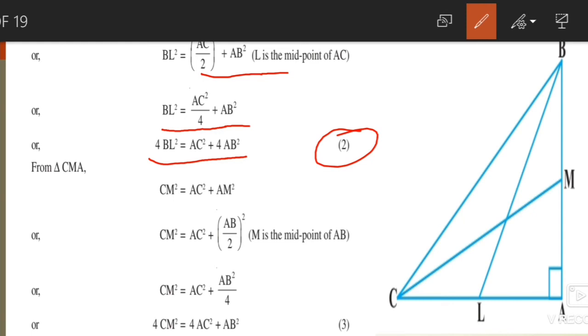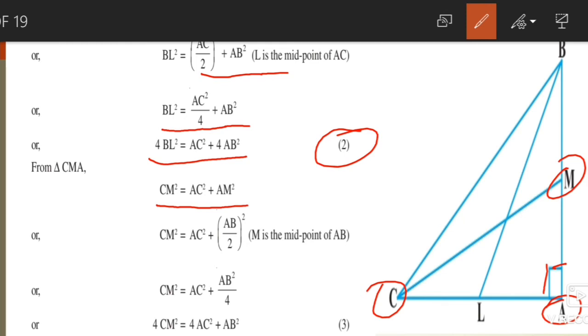Now if you take the CMA triangle, again this angle A is 90 degree, so you can say that CMA is a right angle triangle and you can use Pythagoras theorem. Now if you use Pythagoras theorem, it will become CM square is equal to AC square plus AM square.